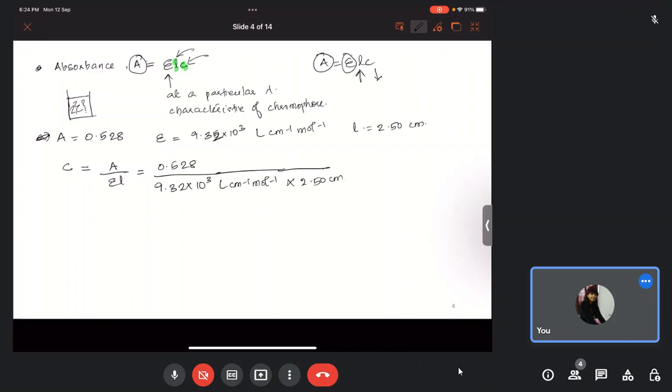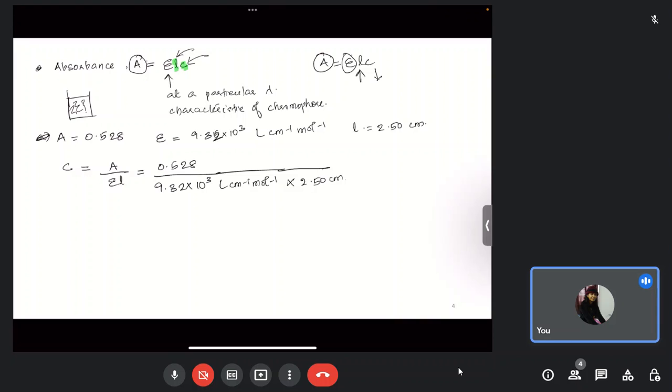So 0.528 divided by 9.23 into 10 to the power 3 into 2.5, it's going to be 2.28 into 10 to the power minus 5, and centimeter inverse and centimeter inverse cancels out, it will become liter inverse mole. So this is 2.28 into 10 to the power minus 5 molar.